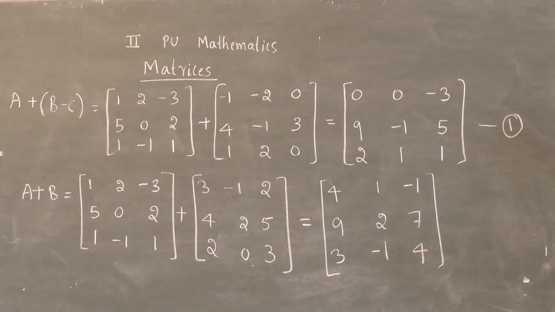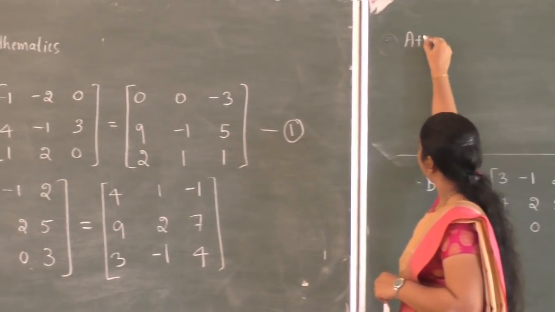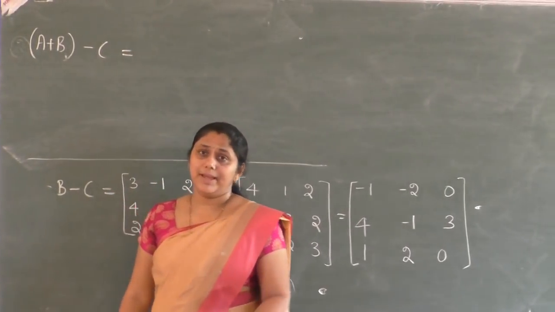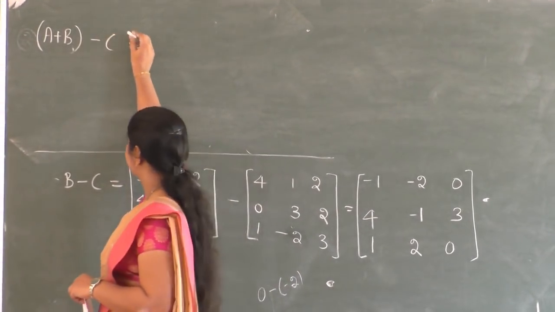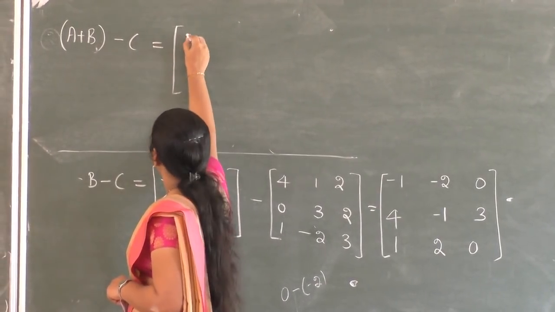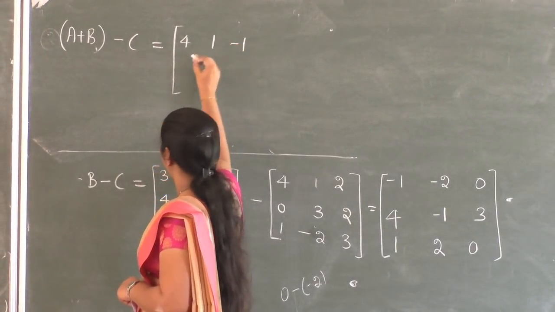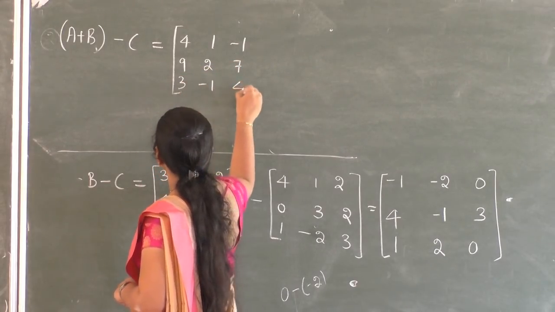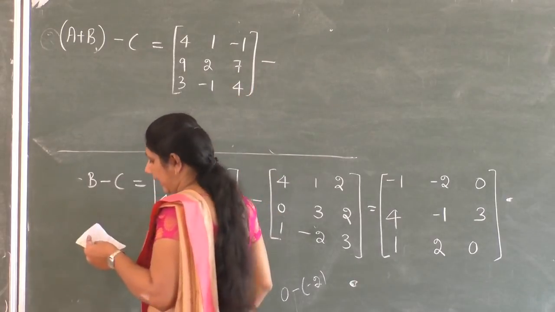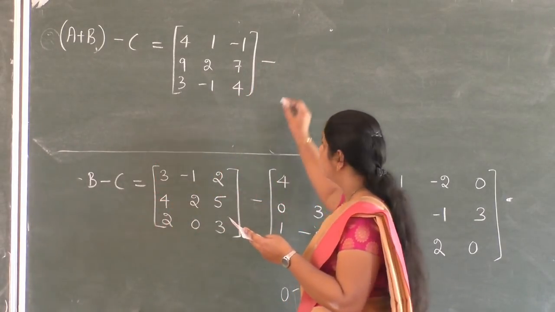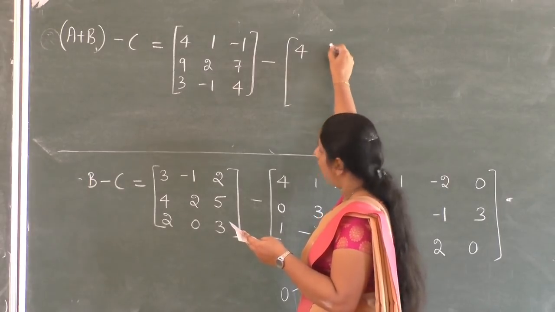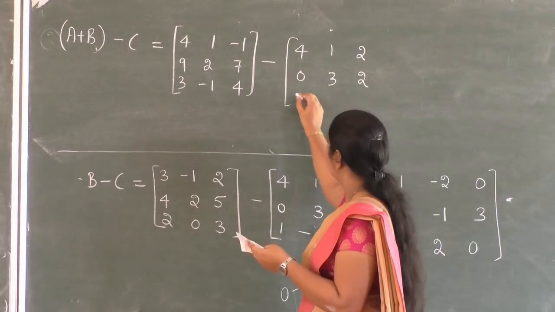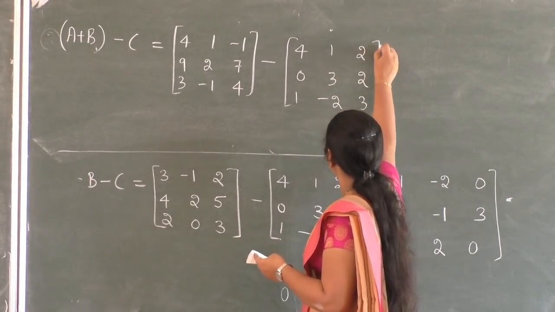Now we have to do the condition, A plus B minus C. Already we got A plus B as the matrix 4, 1, minus 1, 9, 2, 7, 3, minus 1, 4. Minus matrix C, that is 4, 1, 2, 0, 3, 2, 1, minus 2, 3.